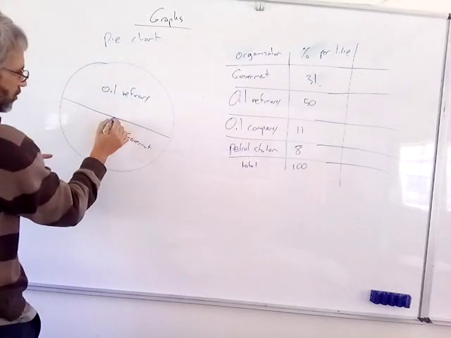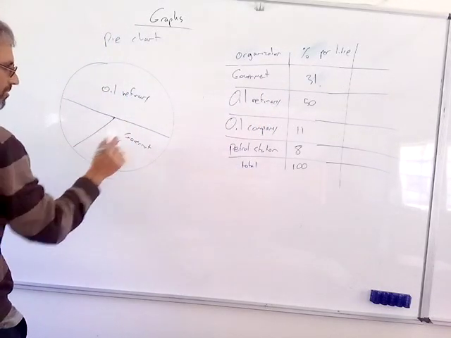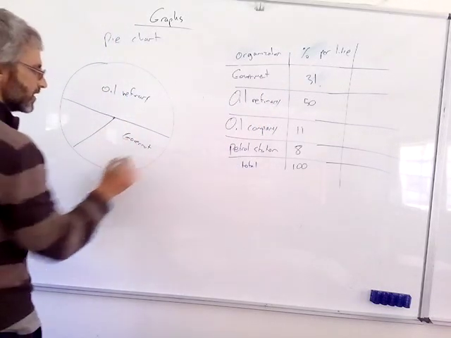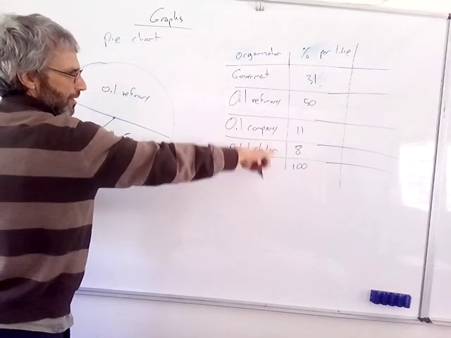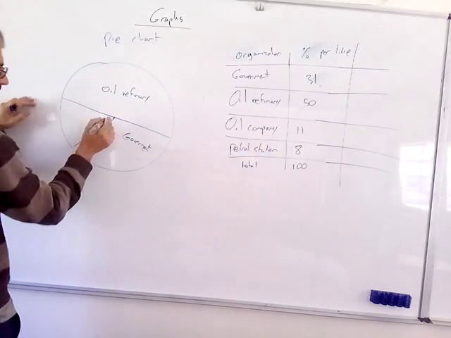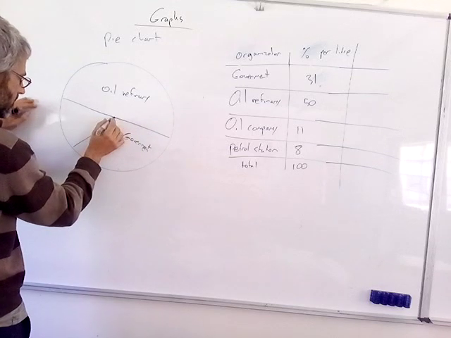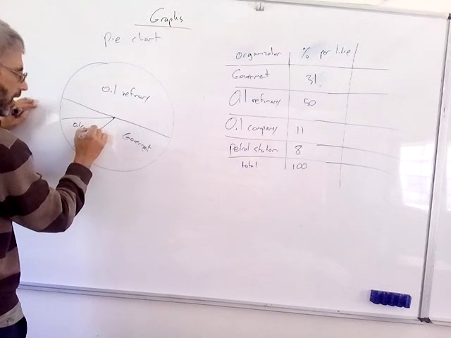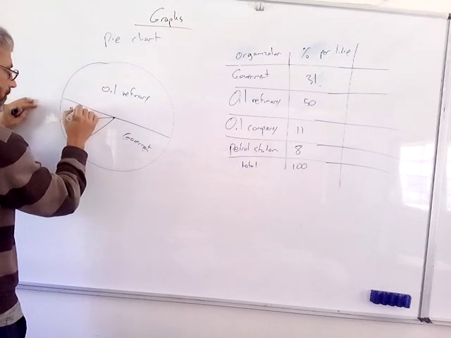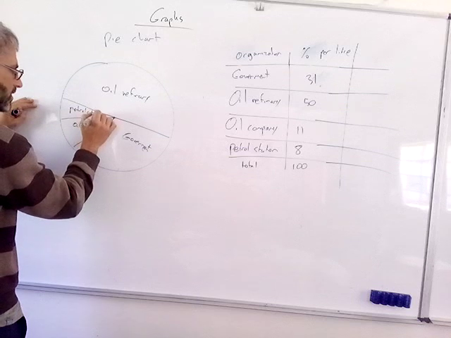31% is almost a third, and almost a third should be something like this. So this is the slice for the government. Okay? And then the oil company and the petrol station divide the rest. The oil company has a little bit bigger slice than the petrol station. So this is the oil company, and this is the petrol station. Okay, so that's a pie chart.